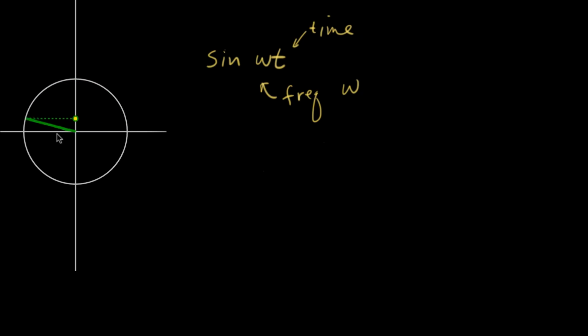So what I have here, this green line, is a rotating vector. And let's just say that the radius of this circle is 1. So here's a vector just rotating slowly around and around. And in the dotted line here, that yellow dot going up and down, that's the projection. That's the projection of the tip of the green arrow onto the y-axis.